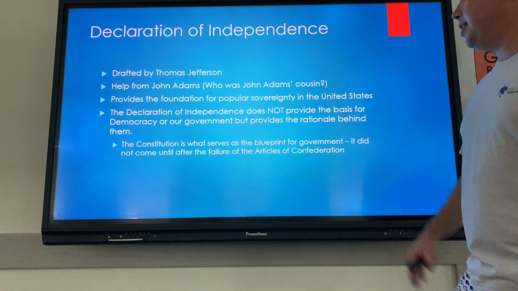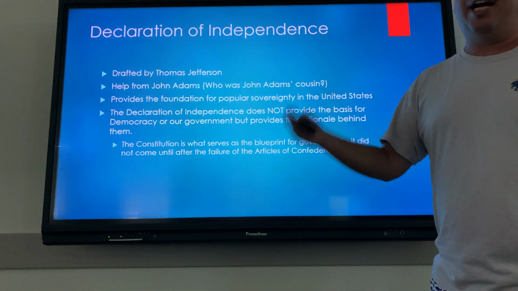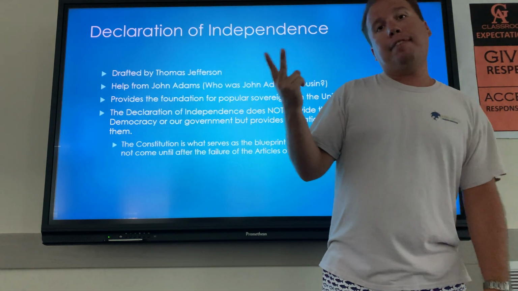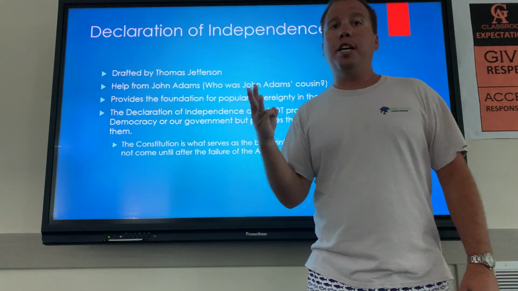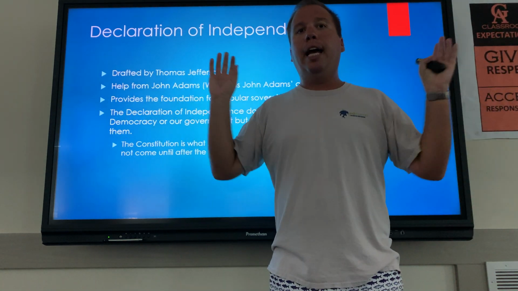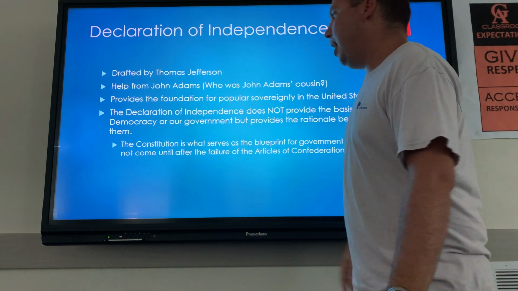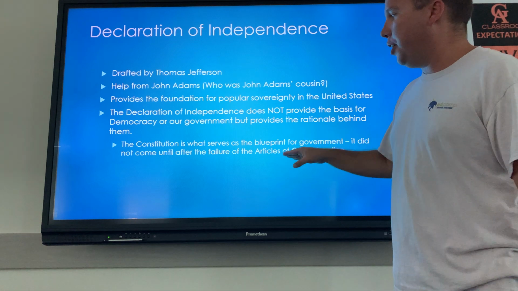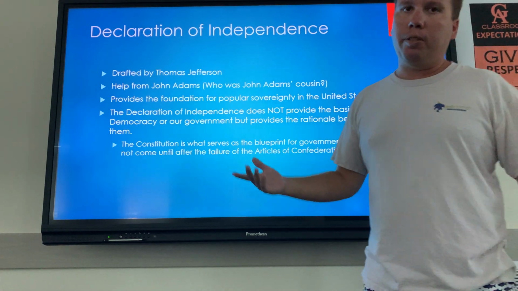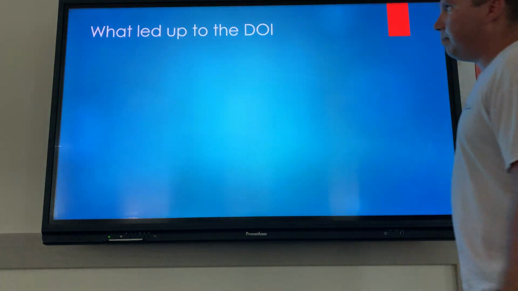The Declaration of Independence does not provide the basis for democracy or our government, but it provides the rationale behind them. The Declaration of Independence does not say we're going to have a president and an executive branch, and we're going to have Congress and a legislative branch, and we're going to have judges and a judicial branch. It just says these are the reasons why we want to have our own self-government and why we don't believe that the British are doing the right thing by ruling over us. The Constitution is what serves as the blueprint or guide for the government, and it's not going to come until after the failures of the Articles of Confederation, which we're also going to discuss extensively.